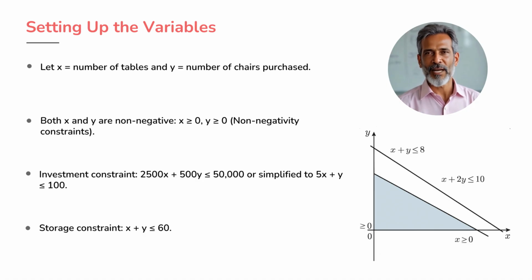Now, there are two main conditions that limit the dealer. First, the total investment cannot exceed 50,000 rupees. Mathematically, that's written as 2,500x plus 500y less than or equal to 50,000. We can simplify this by dividing each term by 500, giving 5x plus y less than or equal to 100. Second, he can store only 60 items, so x plus y less than or equal to 60. These are the two linear constraints that describe the limits of his problem.